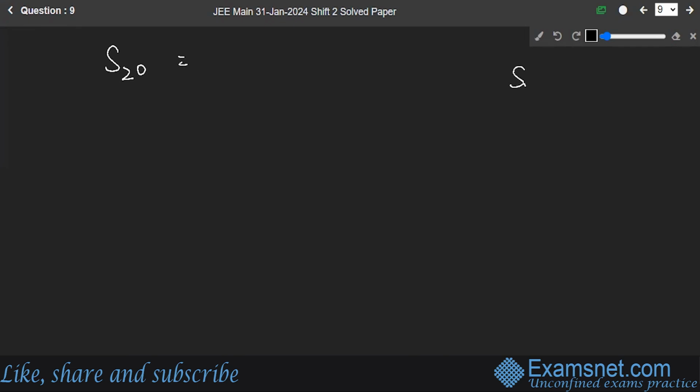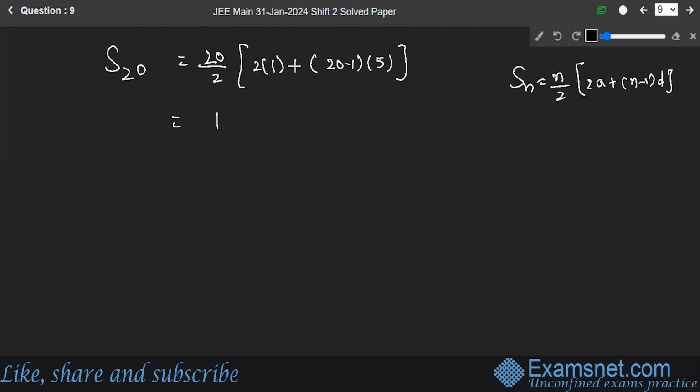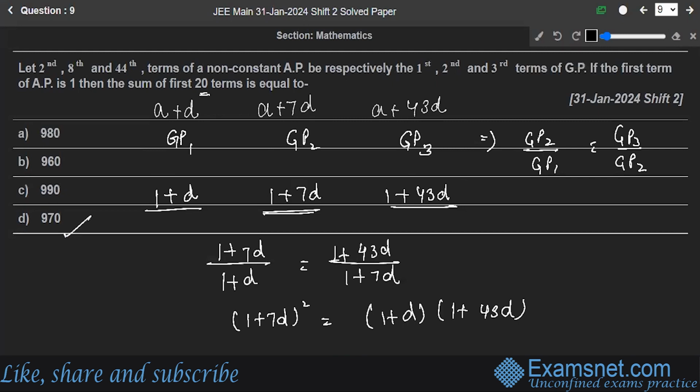Sn is given by n by 2 into (2a plus (n minus 1) into d). We have everything. This is 20 upon 2, into (2 into 1 plus (20 minus 1) into 5). So this will be 10 into 97, which is 970. This is the answer to the question. 970, option D stands to be the right answer.